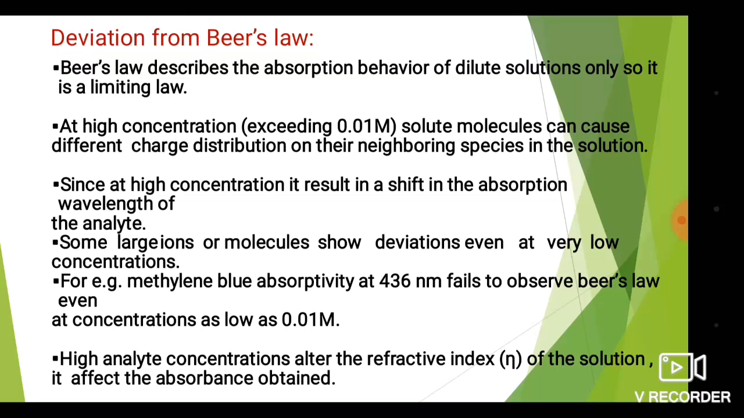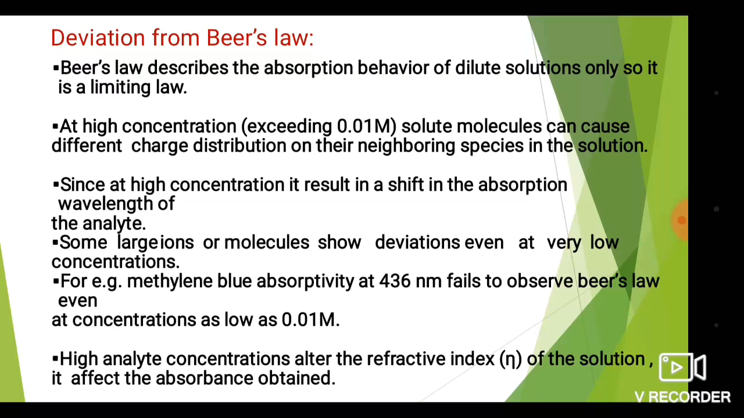Beer's law describes the absorption behavior of dilute solutions only, so it is a limiting law, because it is not applicable to concentrated solutions. It is only applicable to dilute solutions. This is one limitation. At high concentrations exceeding 0.01 molar, solute molecules can cause different charge distributions on their neighboring species in the solution. So this affects the absorbance, since at high concentration it results in a shift in the absorption wavelength of the analyte. So we get a shifting of the absorption wavelength at higher concentration.